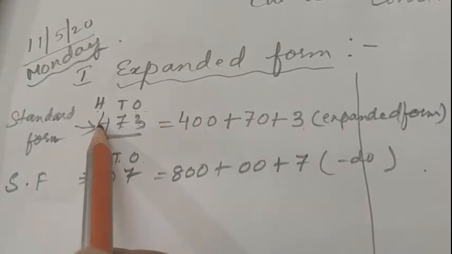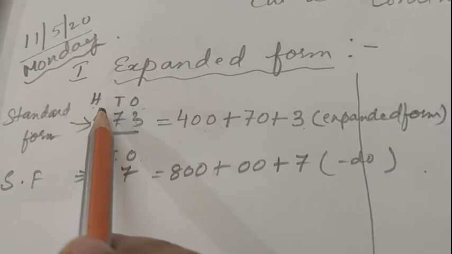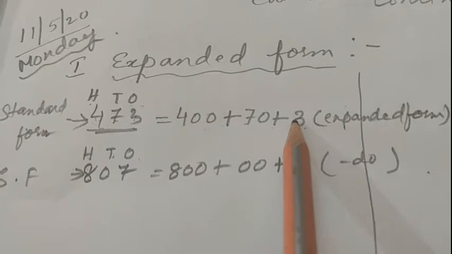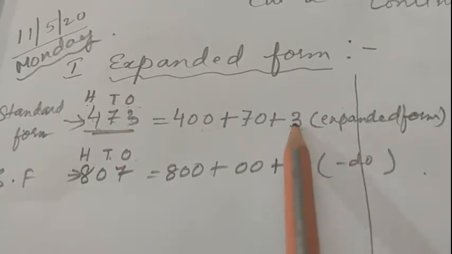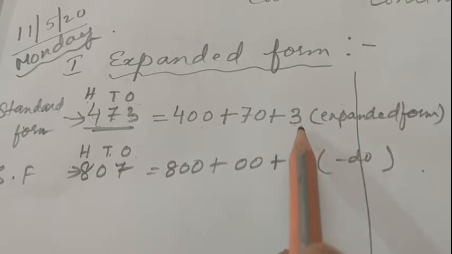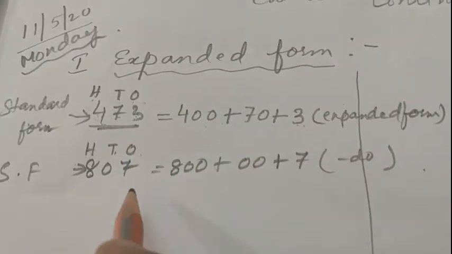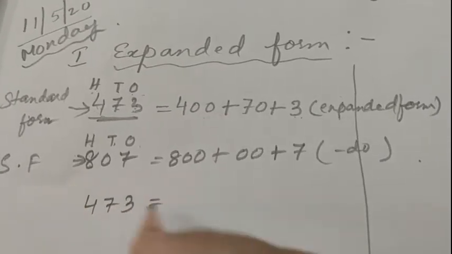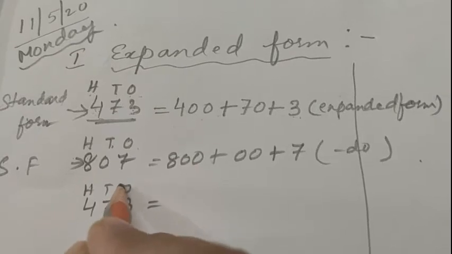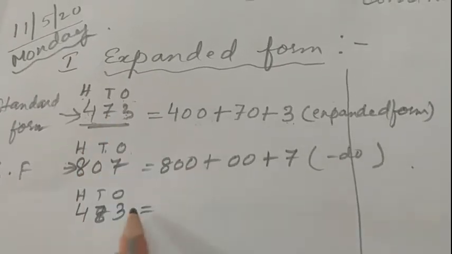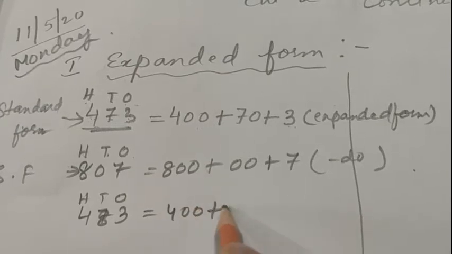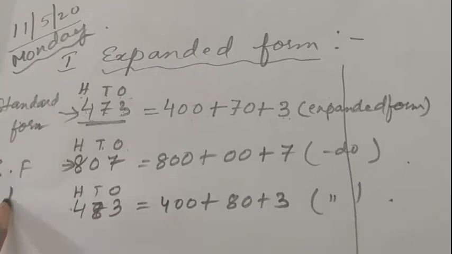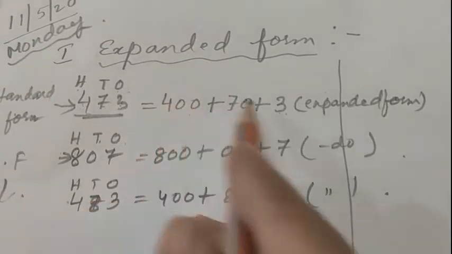As the 4 is in 100 position, so 4's value is 400. And when the 7 is in tens position, 7's value is 70. And when the 3 is in ones position, 3's value is 3 only. Did you understand, children? Now this is the expanded form. Let us do 2 more examples, that is 473. So 473, again you write it down like that. Or 483. Already we have done 473. So 483. So 400 plus 80 plus 3. So that is in expanded form. And this one is standard form. Got it? So this way you have to do the expanded form.